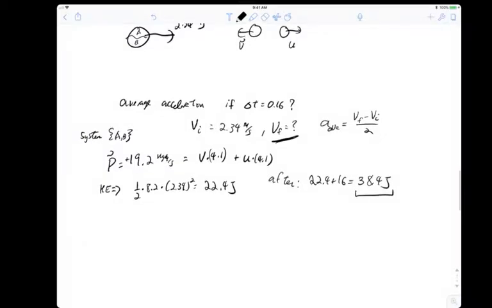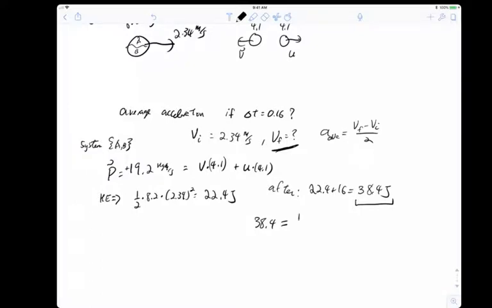Okay, so 38.4 is equal to the total kinetic energy. So it's going to be 1/2 times 4.1 times v squared plus 1/2 times 4.1 times u all squared. So, let me do some algebra to this expression. 38.4 times 2 divided by 4.1. That means that 18.7 is equal to v squared plus u squared.